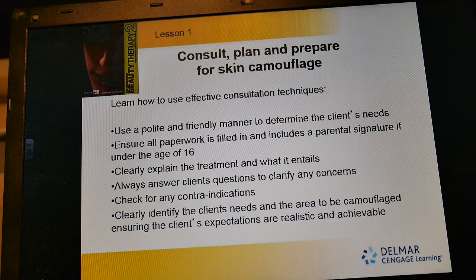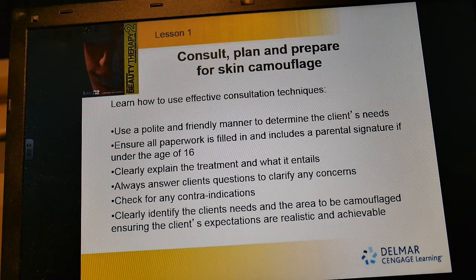Okay, so first up we have got how to use effective consultation techniques. So with Skin Camouflage, obviously some of the clients may be really anxious, they may be nervous about getting their area or imperfection or disfigurement out for a makeup artist or Skin Camouflage practitioner. So obviously making sure that you use a polite and friendly manner at all times is really important, and making sure you're making them feel comfortable and showing that you've got empathy. Okay, so trying to distinguish what their client needs are. Okay, so thinking about what the area is, what they want concealed, and making sure that you can fulfill their needs.